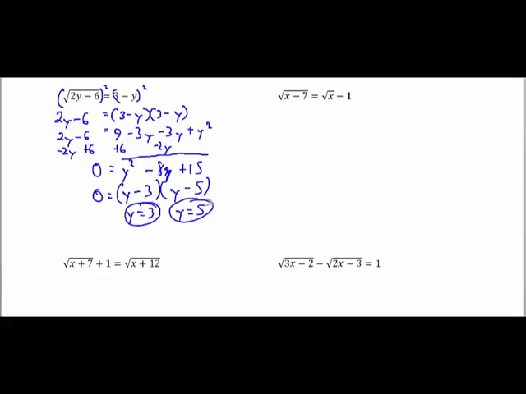Now you can see that I skipped some steps here where I should set y minus 3 equal to 0, but then I just move the 3 over and get an answer of 3. Set my y minus 5 equal to 0, and then, again, add my 5 to both sides to get y equals 5. So which one of these answers is right? Let's go check it out here. Let's go with 3 first.